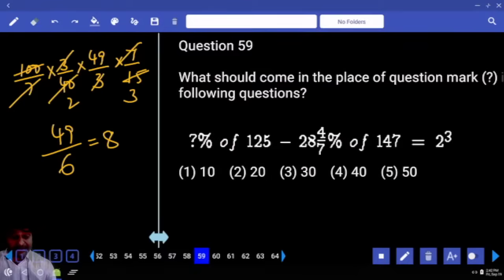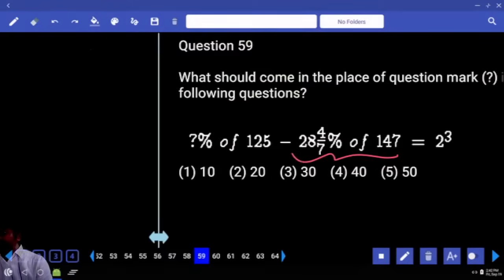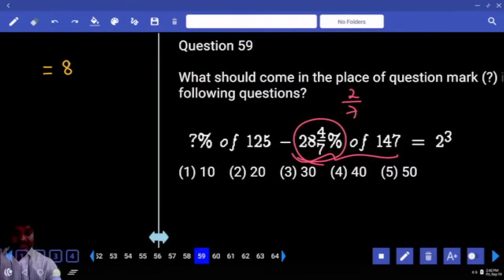X is in left hand side positive, keep it as it is. Take this fellow to right hand side, it becomes plus. Already 2 cube we have, which is 8. 28 4 by 7 can be written as 2 times of 14 2 by 7. 14 2 by 7 is 1 by 7 into 2. So 2/7 of 147. 20. 2 times of 21 plus 8.